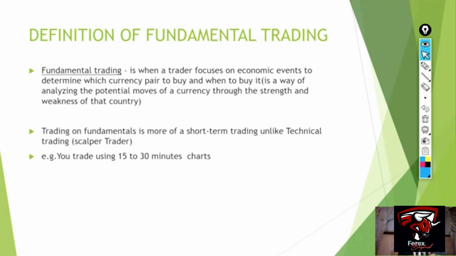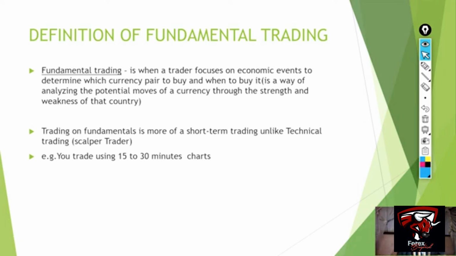Now, the degree of that volatility will depend on the importance of that event, which is why you need to understand the importance of the specific news events and what they actually represent. I said here, it is a way of analyzing potential moves of the currency through the strength and weakness of the country. So let me give an example. Let's say we have the US news, which represents the United States of America. What we need to know first is that the US usually has the biggest impact on the market because the US is the biggest economy in the world.